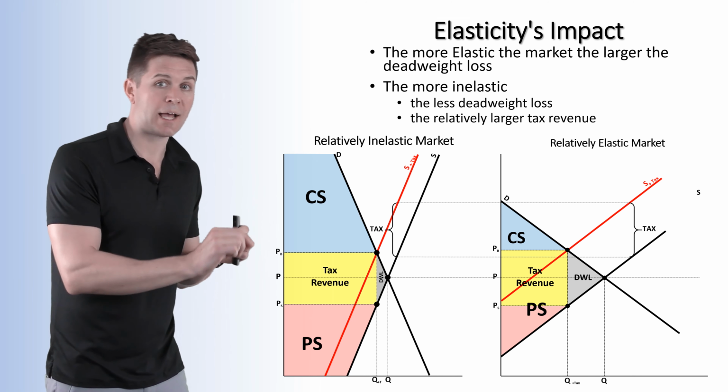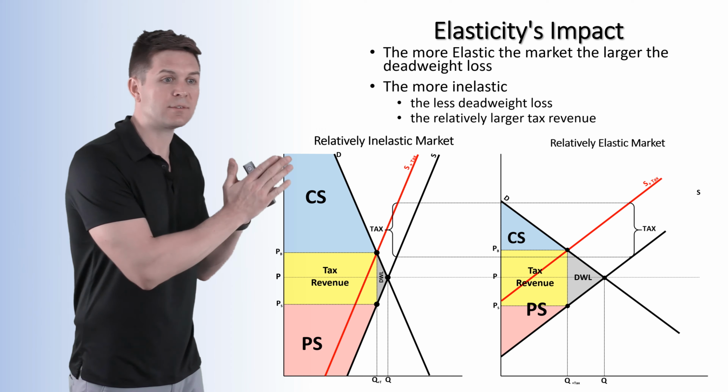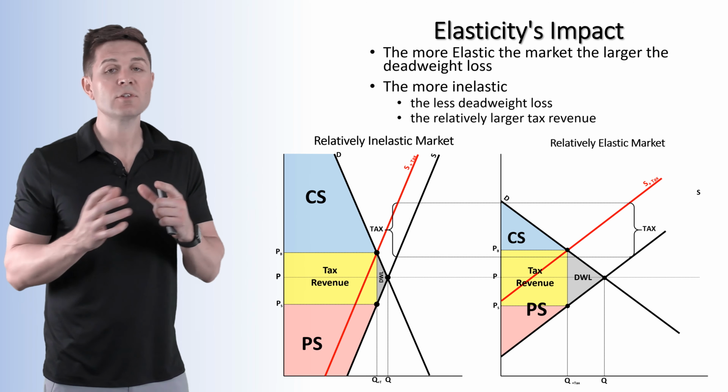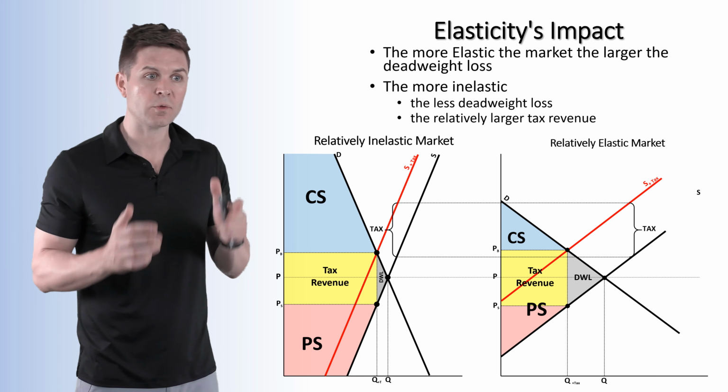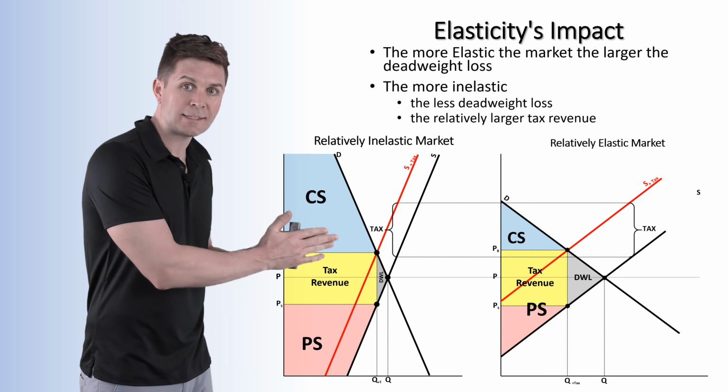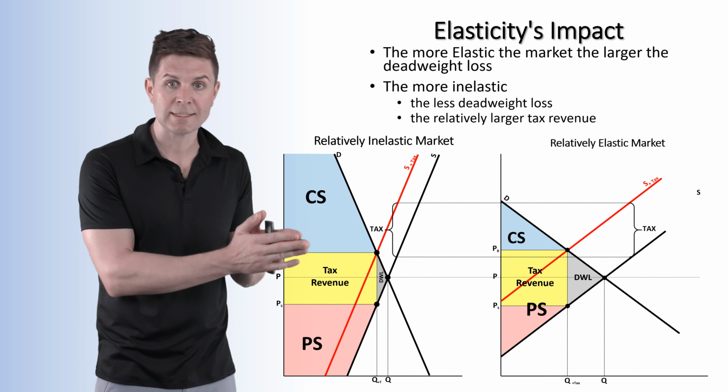The more inelastic a market is, the less deadweight loss there is, because in inelastic markets, quantity doesn't change much when price changes. So given the same tax change, there's going to be less loss to the market in an inelastic market than there is in an elastic market.